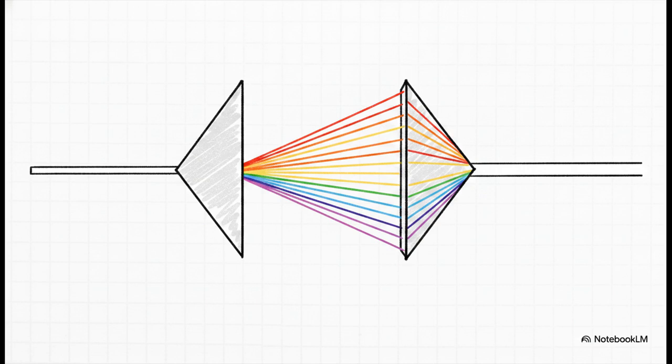Violet light deviates and bends the most, while red light deviates the least. Isaac Newton actually proved this by using a second inverted prism to take those 7 dispersed colors and brilliantly recombine them right back into white light.